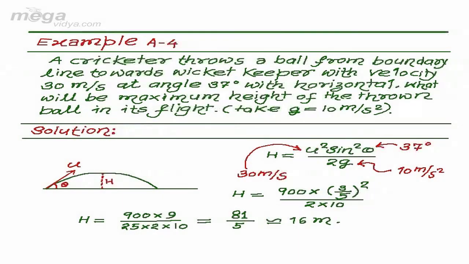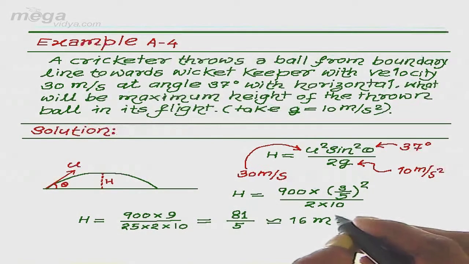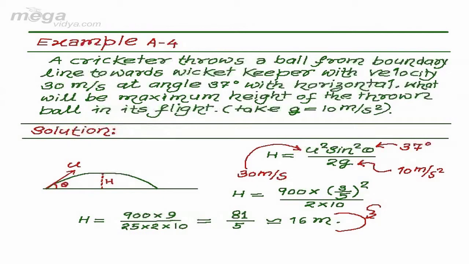So here, on calculating this value, we can say that the projectile, meaning the ball, goes maximum up to 16 meter from the ground in order to reach the wicketkeeper. So our answer is 16 meter here, which is our final answer in this case.